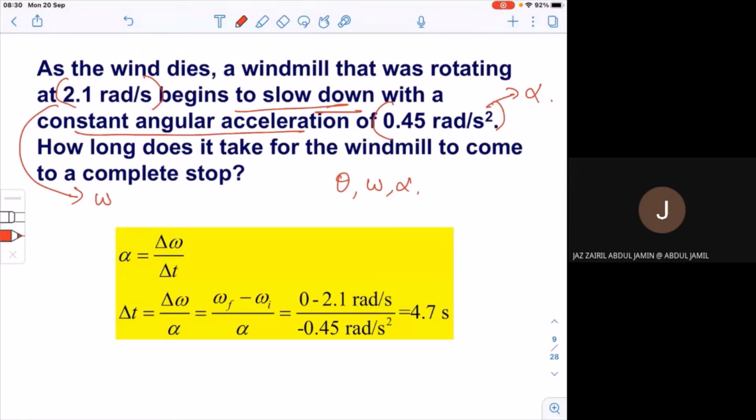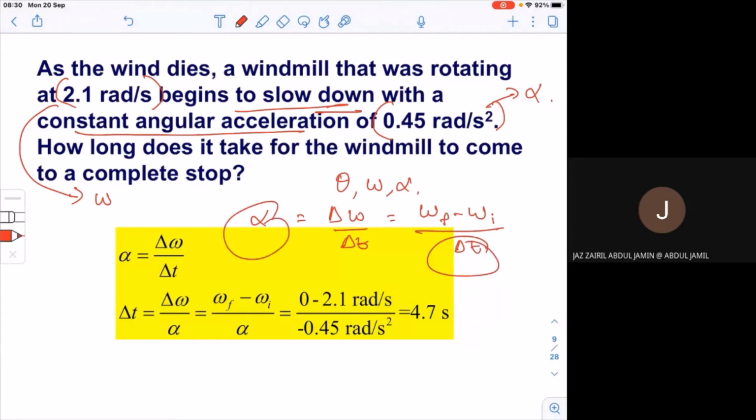Okay, so now we have alpha. Alpha is equivalent to delta omega over delta t. What is delta omega? Omega final minus omega initial, over delta t. Because the question wants you to find how long, we need to find delta t. So what is t?